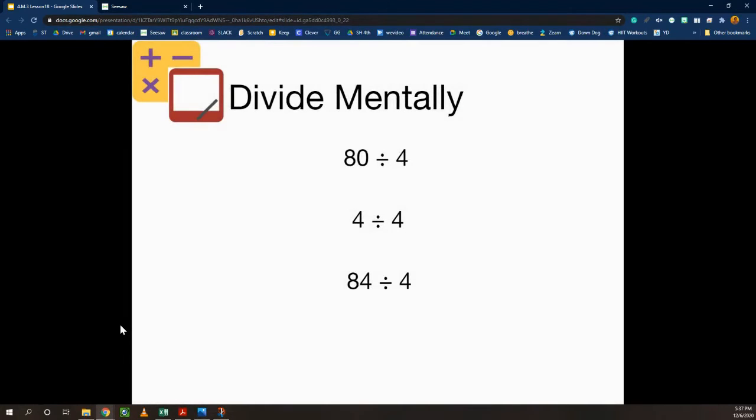Same thing. 80 divided by 4. Well, I know that 4 goes into 8 twice, so it goes into 80 20 times. 4 divided by 4, we know, is 1. So 84 divided by 4, we take the quotient of 80 divided by 4, which is 20, and the quotient of 4 divided by 4, which is 1, to give me a total of 21.